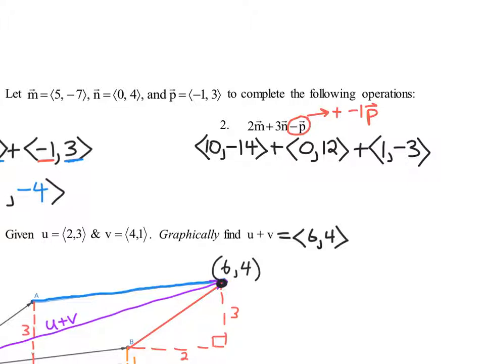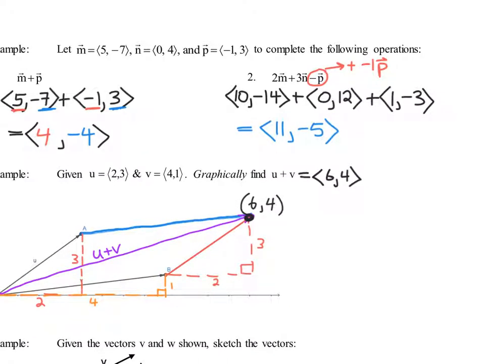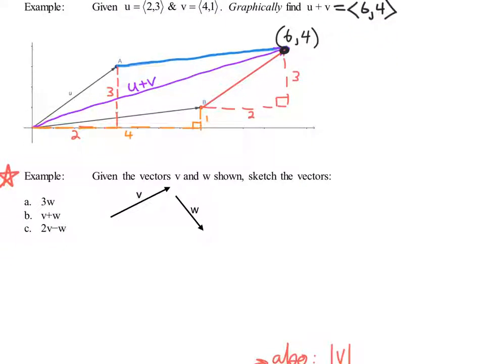So 10 plus 1 is 11. Fun fact of the day. -14 plus 12 is -2, minus 3 is -5. You'll see some instances later on, especially when we get to 3D, where a subtraction of a vector is better served as an addition of a negative vector. Visually, it'll become painfully clear. All right, next one.